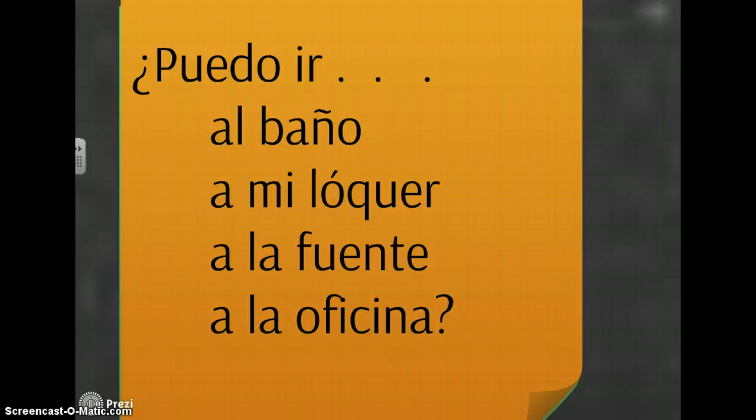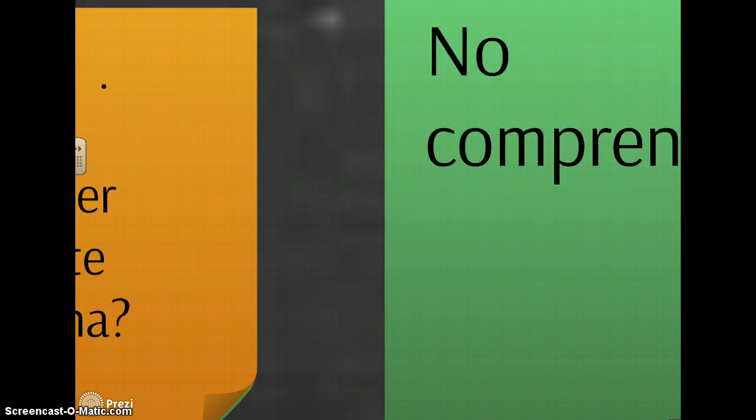These phrases are questions asking for permission to go to a certain place. Puedo ir al baño means may I go to the restroom. Puedo ir a mi locker means may I go to my locker. Puedo ir a la fuente, may I go to the drinking fountain. And puedo ir a la oficina means may I go to the office.